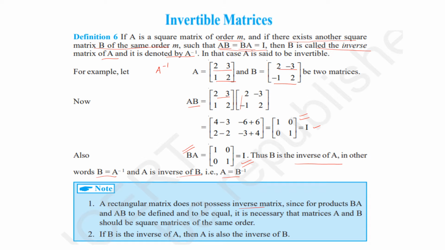Why? The reason is that for the products BA and AB to be defined, the number of columns of the first matrix should be the same as the number of rows of the second matrix. If both conditions are to be met, we need to take both of them as square matrices of the same order. And moreover, the second condition is that if B is the inverse of A, then A is also the inverse of B. That means both are inverses of each other.